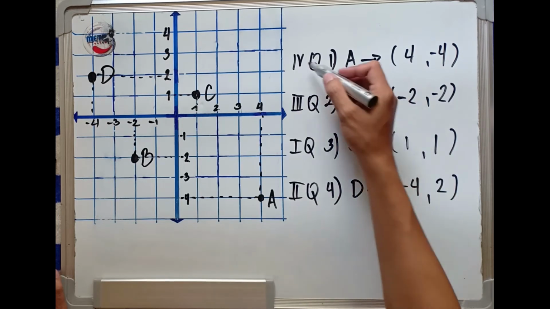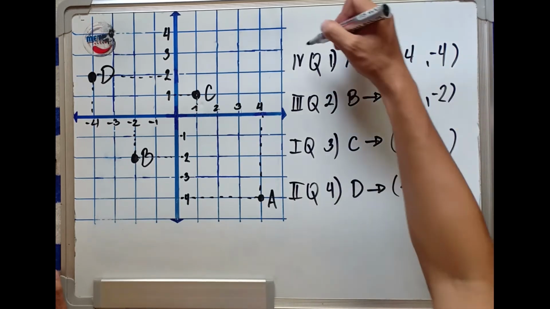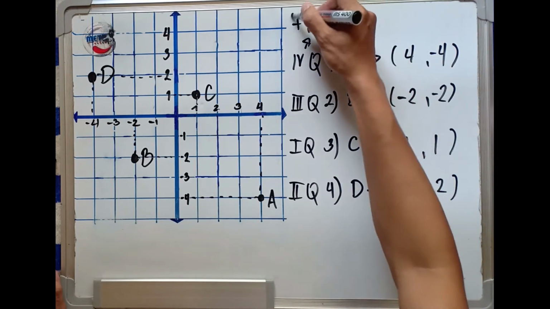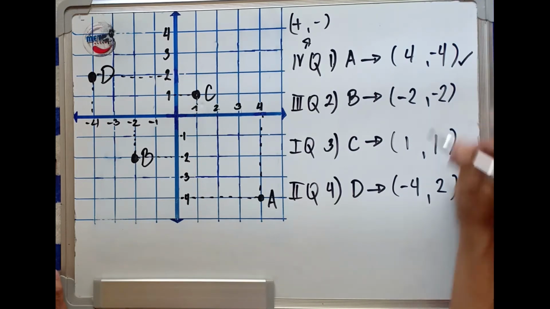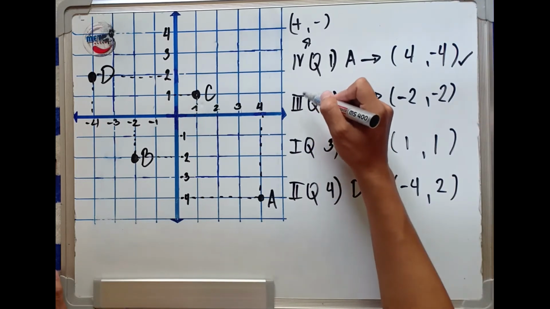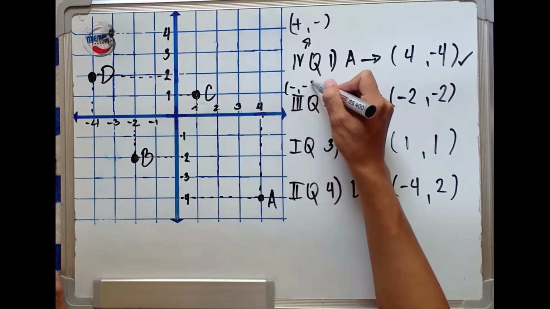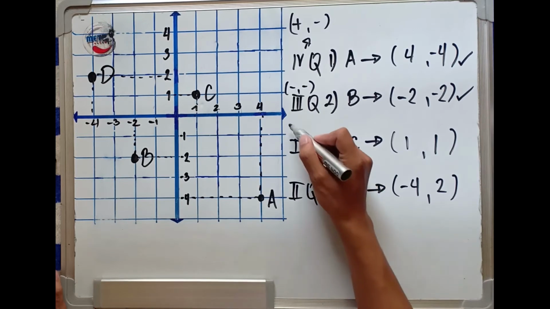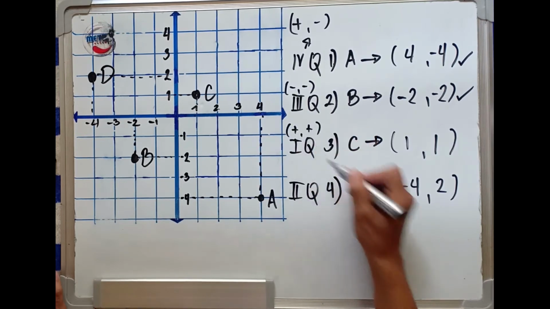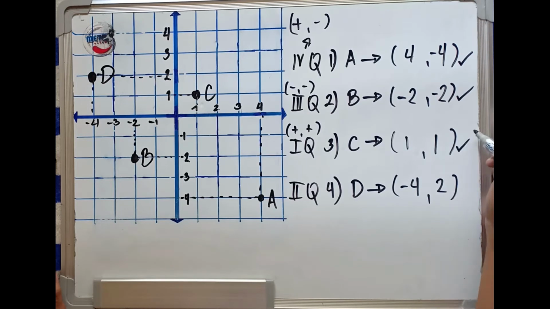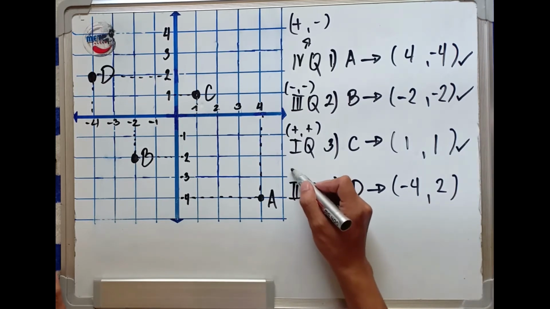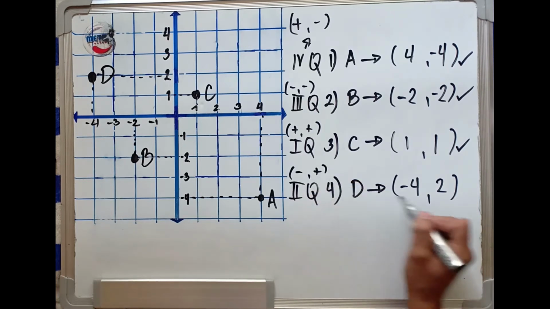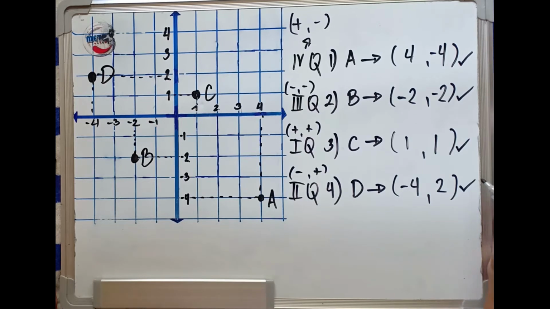Okay. We know in the fourth quadrant, the signs will be positive and negative. And that is correct. For the third quadrant, we know that the signs will be negative and negative. Both are negative, then it's correct. For the first quadrant, both are positive, and this is correct. And for the second quadrant, we know that the signs are negative and positive. Negative, positive, then this is correct.